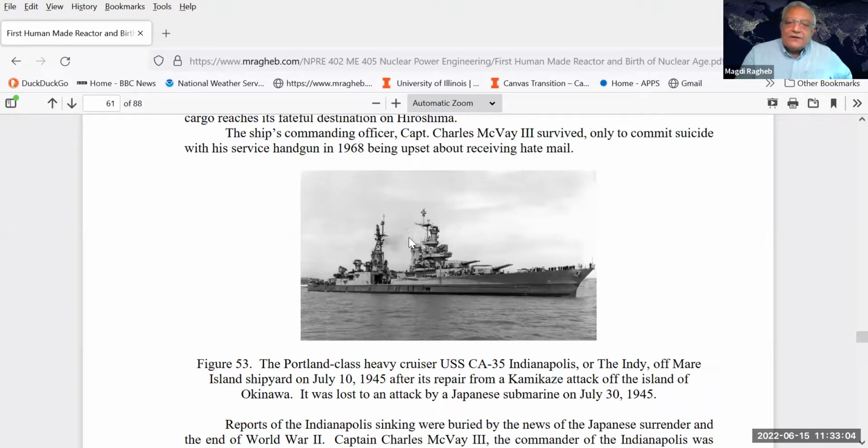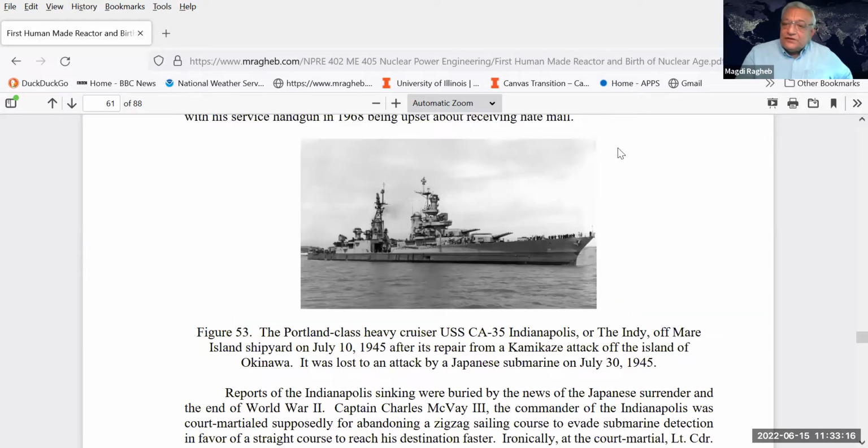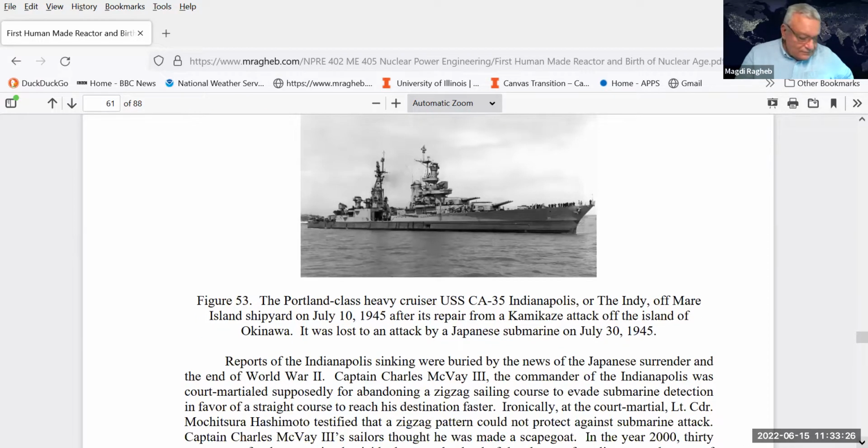It delivered the weapons and was returning from its mission, but because they kept the mission so secret, nobody in the Navy itself knew its position. And it was attacked by a Japanese submarine, torpedoed, and sunk. And the unfortunate thing is that nobody in the Navy knew where it was.